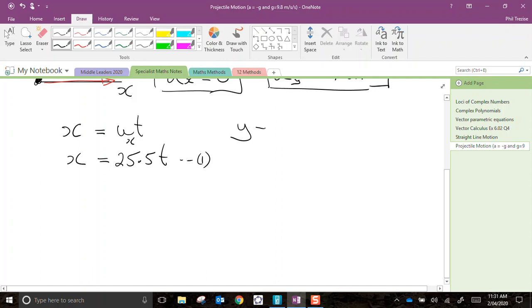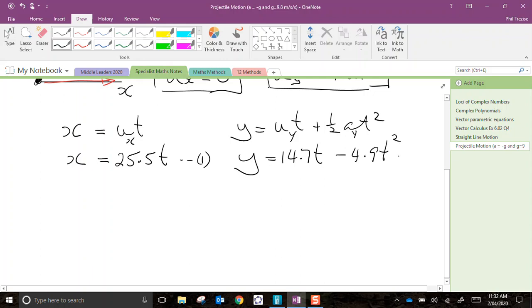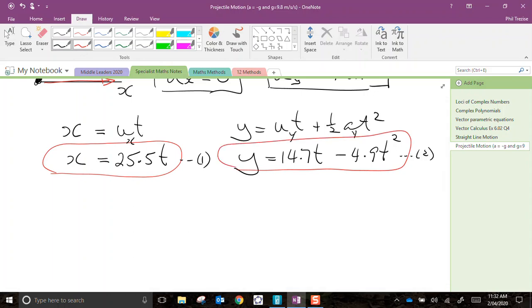The vertical displacement, u times t plus 1/2 at squared. Now it'll be the y component of the starting velocity and the y component of acceleration. That was 14.7 times t. Gravity being negative 9.8, this becomes minus 4.9 t squared. Let's call that equation 2. I'm absolutely sure we will need to refer back to these. And our work is almost done.